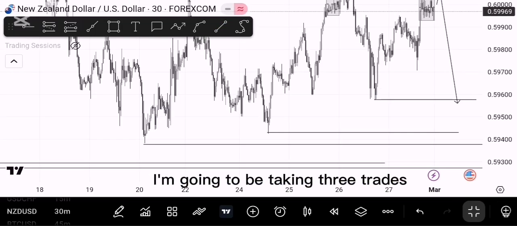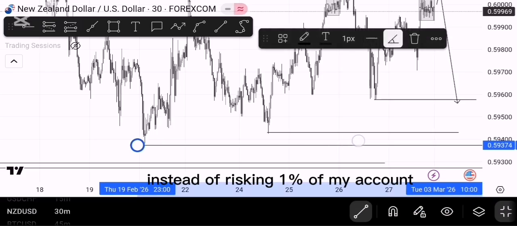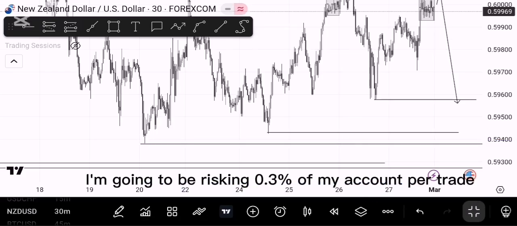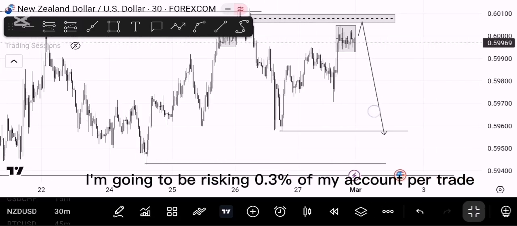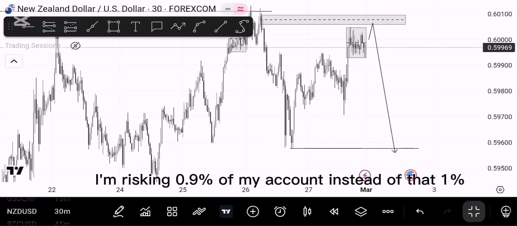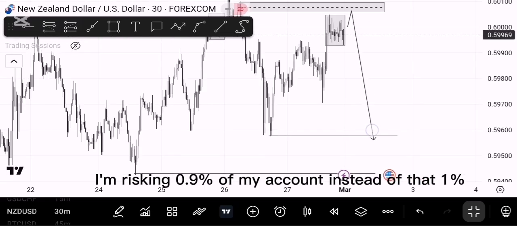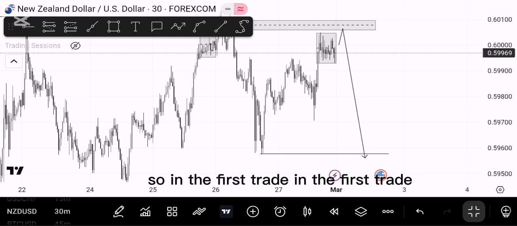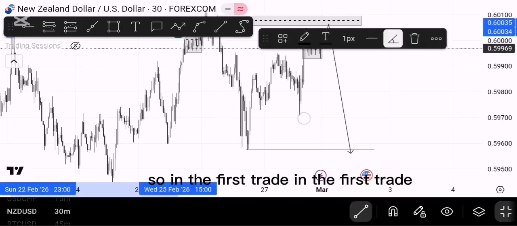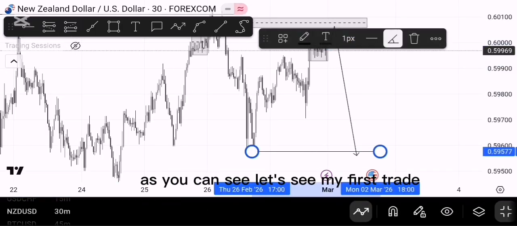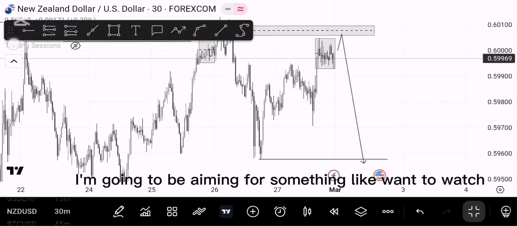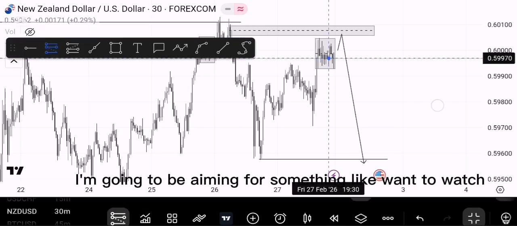So note, I'm going to be taking 3 trades. Instead of risking 1% of my account, I'm going to be risking 0.3% of my account per trade. So in total, I'm risking 0.9% of my account instead of that 1%. So in the first trade, as you can see, my first trade, I'm going to be aiming for something like 1 to what?